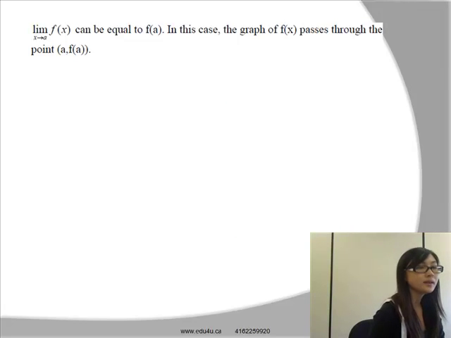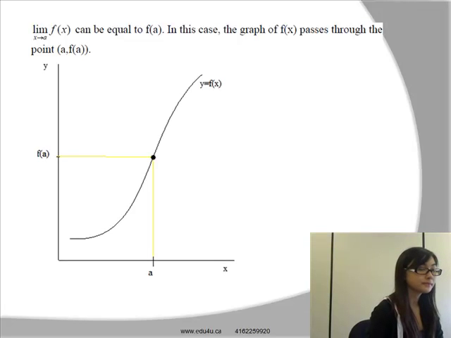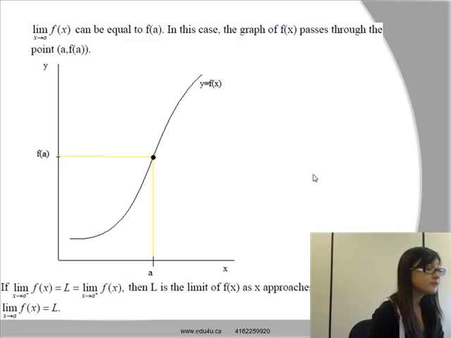The limit as x approaches a of f of x can be equal to f of a. In this case, the graph of f of x passes through the point a, f of a. Let's look at a graph for that. Let's suppose this line represents the equation y equals f of x. When x is equal to a, we can find a point on the graph in which the y value is f of a. If we can, then we say that the limit as x approaches a exists.